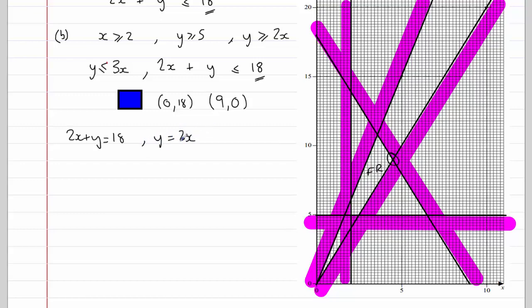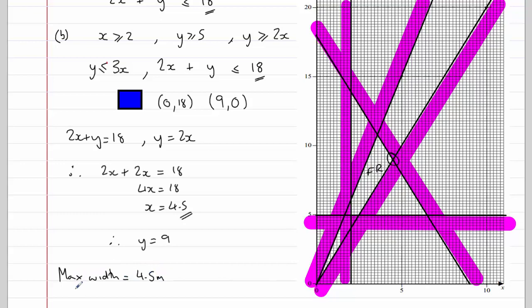So if we sub this equation into this equation, we can say that 2x plus y, which becomes 2x plus 2x, equals 18, which is 4x equals 18, which means x equals 4.5. And when x equals 4.5, y equals 2x, so y will be 9. So we can say the max width equals 4.5 metres, and at that point the length will be 9 metres. And that's the end of question 6.